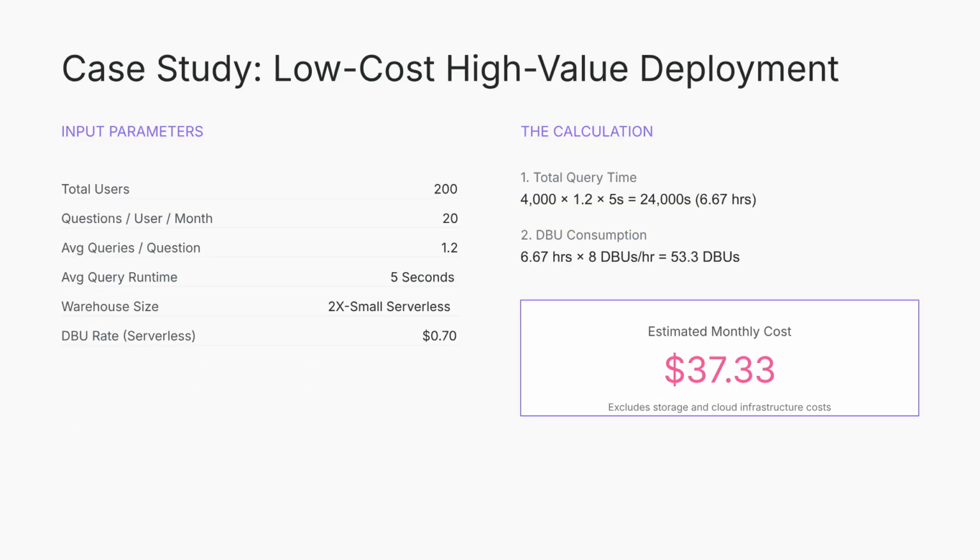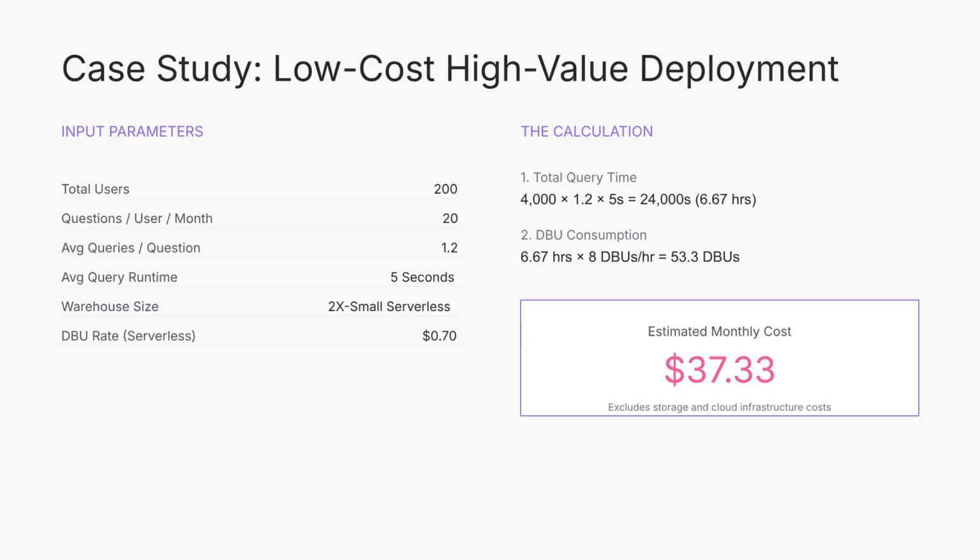Now, check out this case study for 200 users. 200 users, 20 questions each per month, equals 4,000 total questions. Average 1.2 queries per question. Some need follow-ups. Average query runs in just 5 seconds. Using a 2X-Small serverless warehouse, approximately 8 DBUs per hour, at 70 cents per DBU.